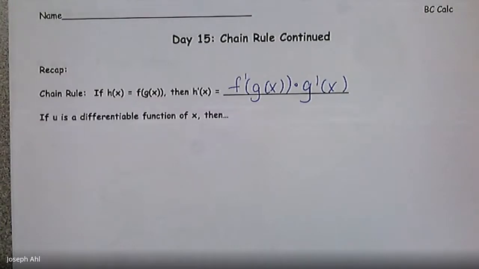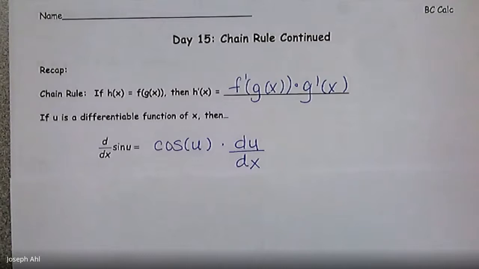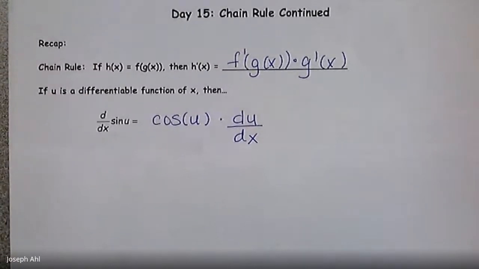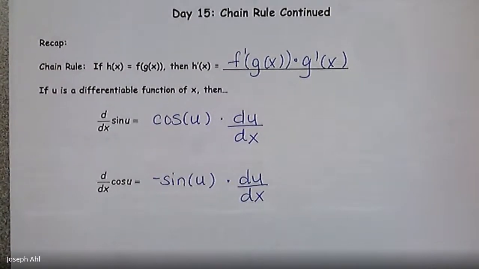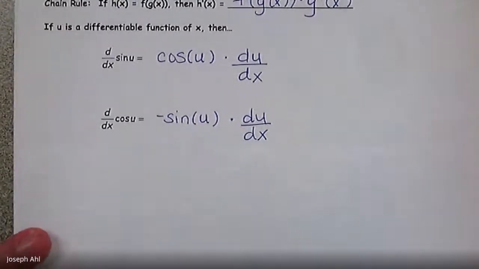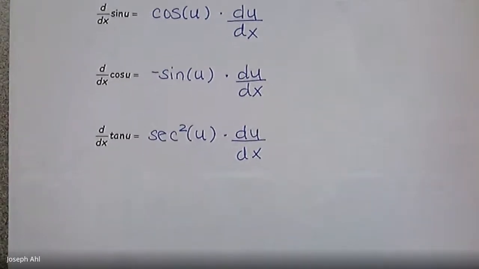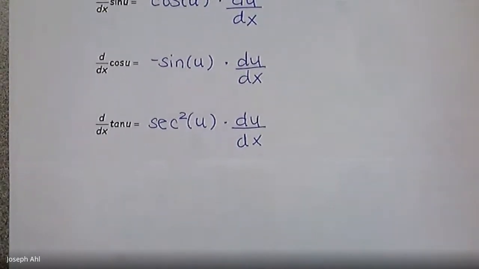So then as we go down the line here, if I gave you the derivative of the function sine u, we would get cosine u times du dx, right? And we'll have that in each case if u is a differentiable function of x. Moving on to cosine. Cosine, hopefully you would have been shouting out in class, negative sine u du dx. Moving on to tangent. Tangent, we've got secant squared u du dx.